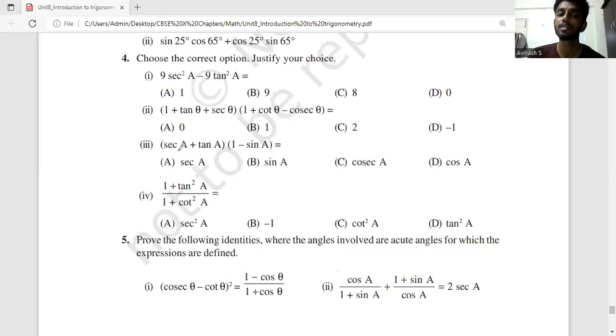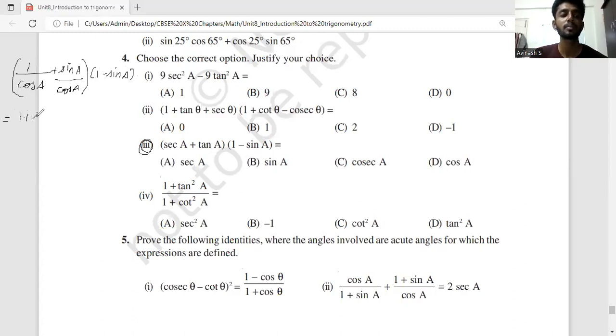Let us try to understand the third subdivision. In the third subdivision, they have given sec a plus tan a into 1 minus sin a. For this question, we'll approach it in the same way that we did in the second subdivision. So sec a can be written as 1 by cos a, and tan a can be written as sin a by cos a. We are trying to convert each term in terms of sin and cos. The other term, I'm not going to change because it's already in terms of sin. The first term, sec a, I'm converting to 1 by cos a, and tan a, I'm writing as sin a by cos a.